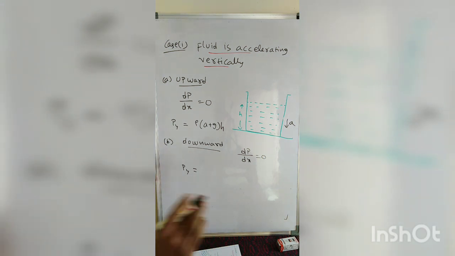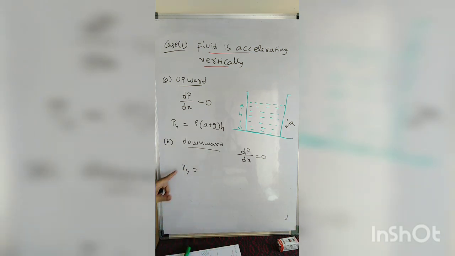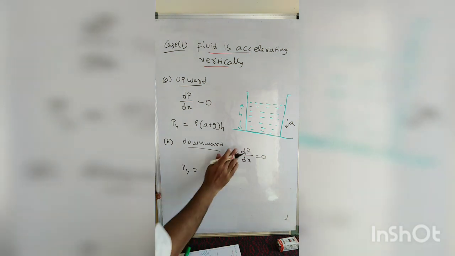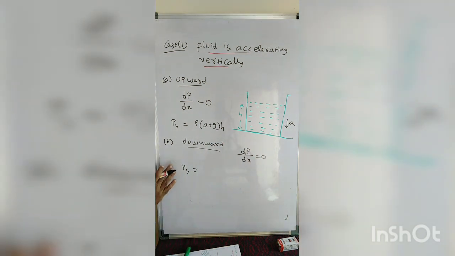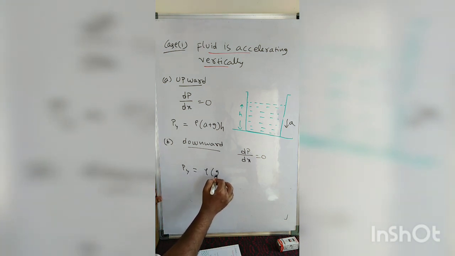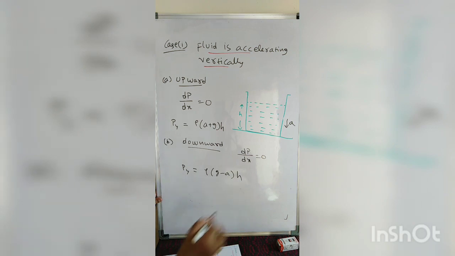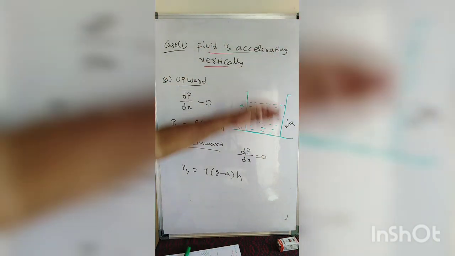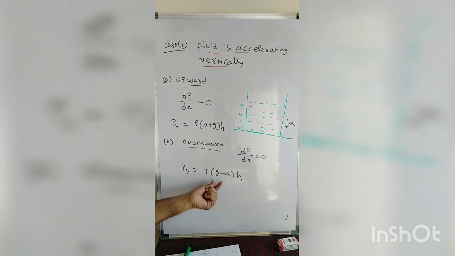Like 5 plus 4 equal to 9, the way you add like that, you can add. I'm just saying, due to the y-axis, your dP by dx is 0. Then what is the dP by dy here? It's nothing but rho into (g minus a) into h. As it is going vertically downward, it is g minus a.